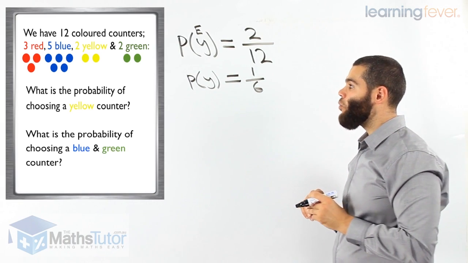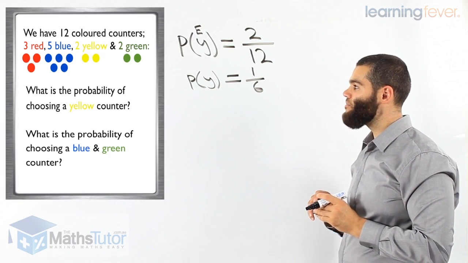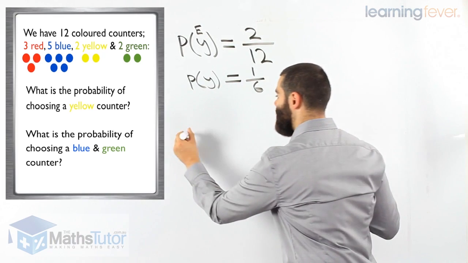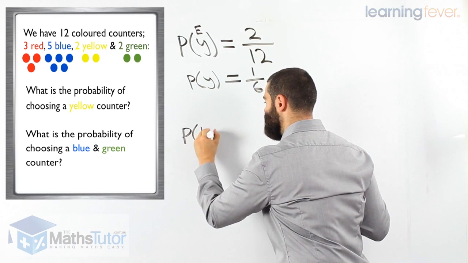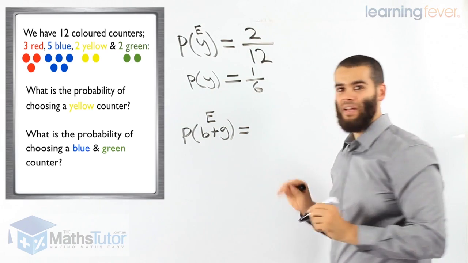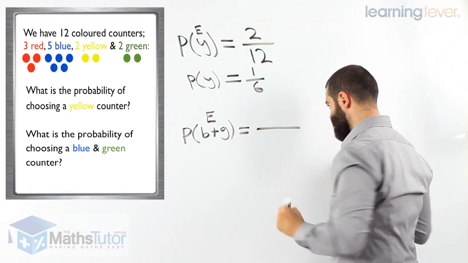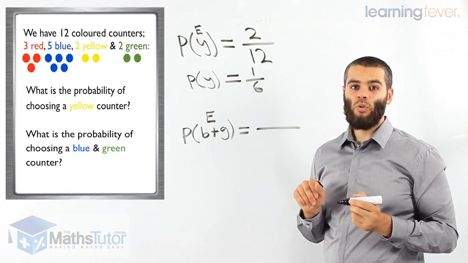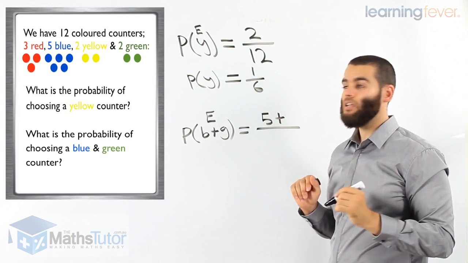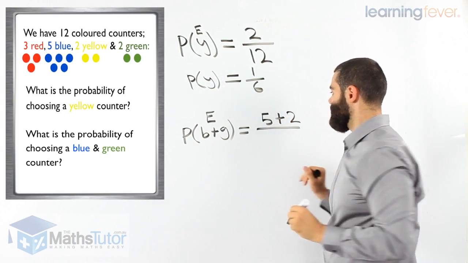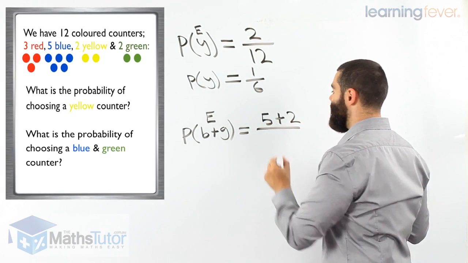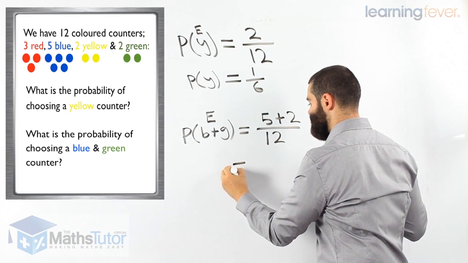It says, what is the probability of choosing a blue and a green counter? So here, what is the probability of choosing a blue and a green? So that's our event. We're asking for a blue and a green counter. We know that there are 5 blues, and we know there are 2 greens. So we know 5 blues and 2 greens. Out of the total, there are 12 altogether.